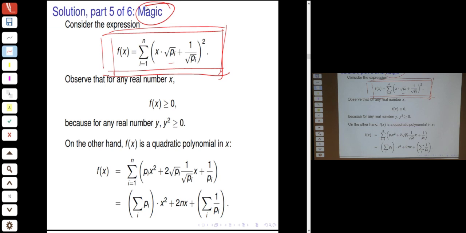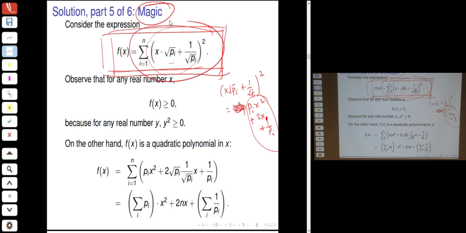So, I will consider this expression, and notice that if you simplify, if you look at x times square root of p_i plus 1 over square root of p_i, all squared, this is p_i times x squared plus 2x plus 1 over p_i. Okay. So, in other words, each of these terms is quadratic. So, it is of the form ax squared plus bx plus c, and then you are just summing up a bunch of these terms, you are summing up a bunch of quadratics.